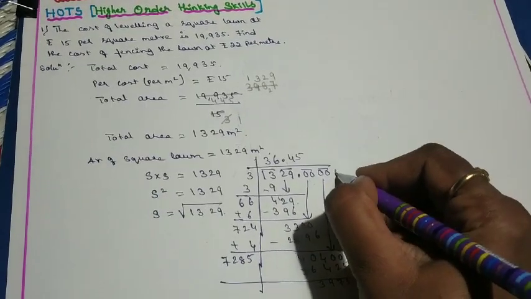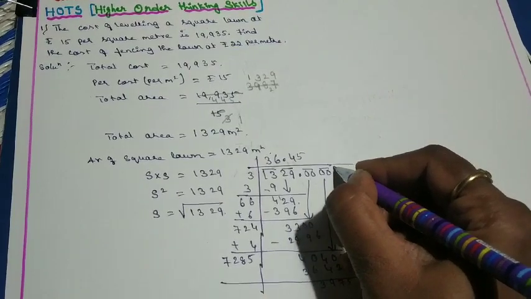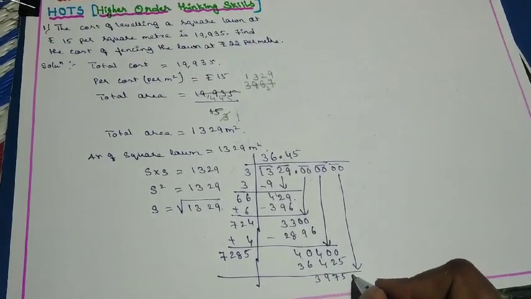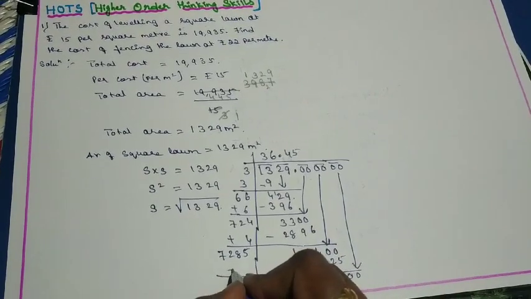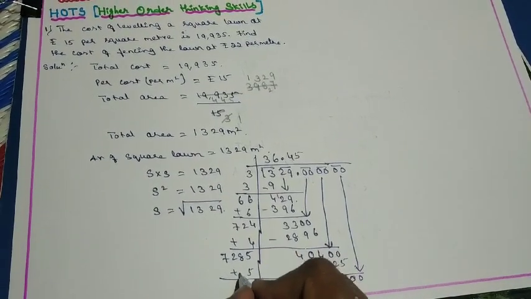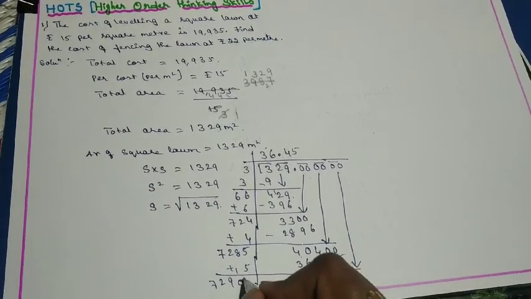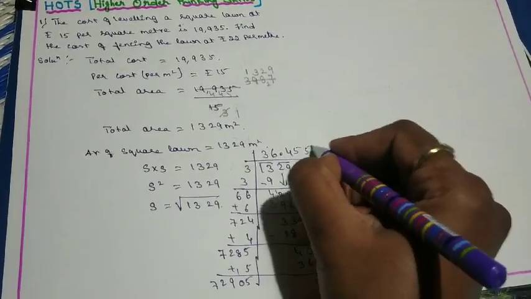So I'll go for one more period. As I told you, I'll find till the 3rd decimal place, means there should be 6 digits after the decimal point. Then add up 5 here. We'll get 5 plus 5 is 10, 8 plus 1 is 9, 2, 7. Again I'll go with the 5 only because it is nearer.